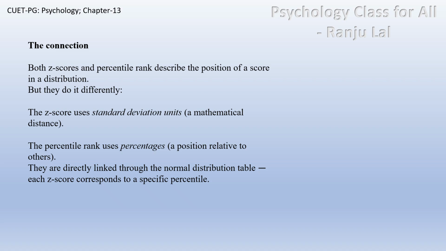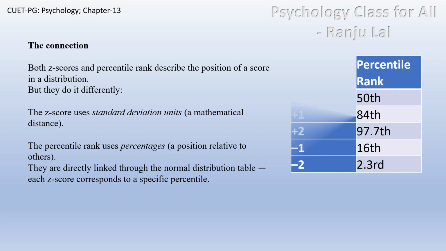They are directly linked through the normal distribution table. Each Z-score corresponds to a specific percentile. Here we can see the relative percentile rank with the Z-scores. So a Z-score of plus 1 means the person has scored higher than 84% of the group.